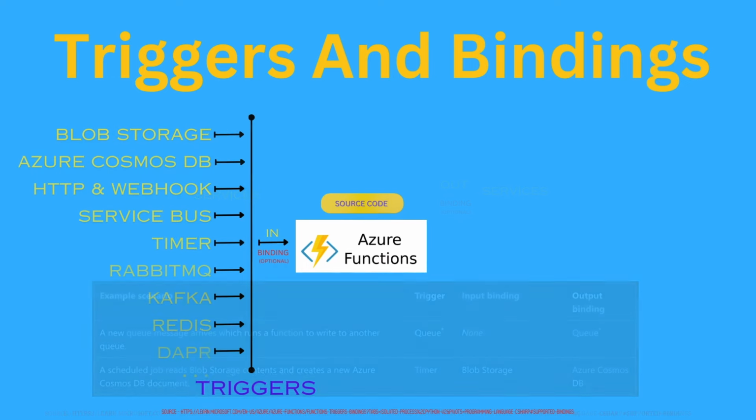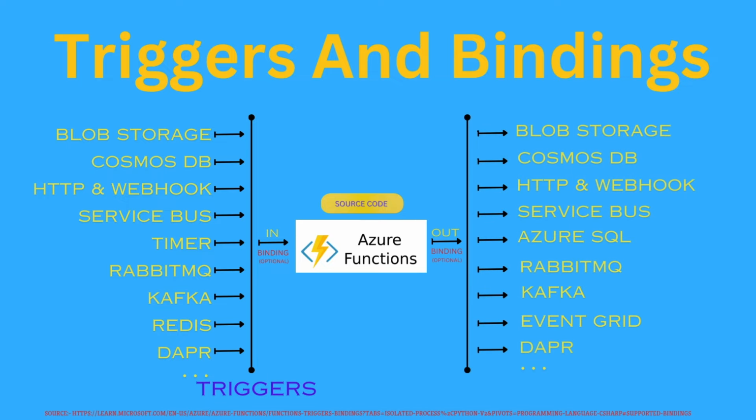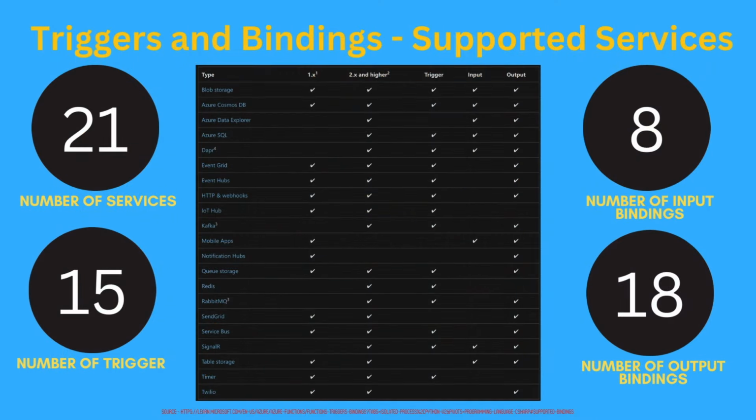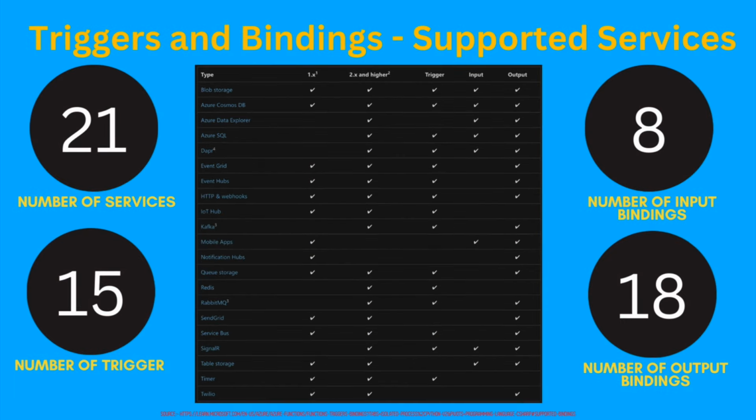We have multiple Azure services that act as a trigger to Azure Function, and also as bindings, be it an input binding or an output binding. A few of the services are Blob Storage, Cosmos DB, HTTP and webhook, where REST API is part of it, Service Bus, timer, the scheduler, RabbitMQ, Kafka, Redis, and Dapr. But in all, how many services are supported which can connect to Azure Function, be it a trigger, an input binding, or an output binding?